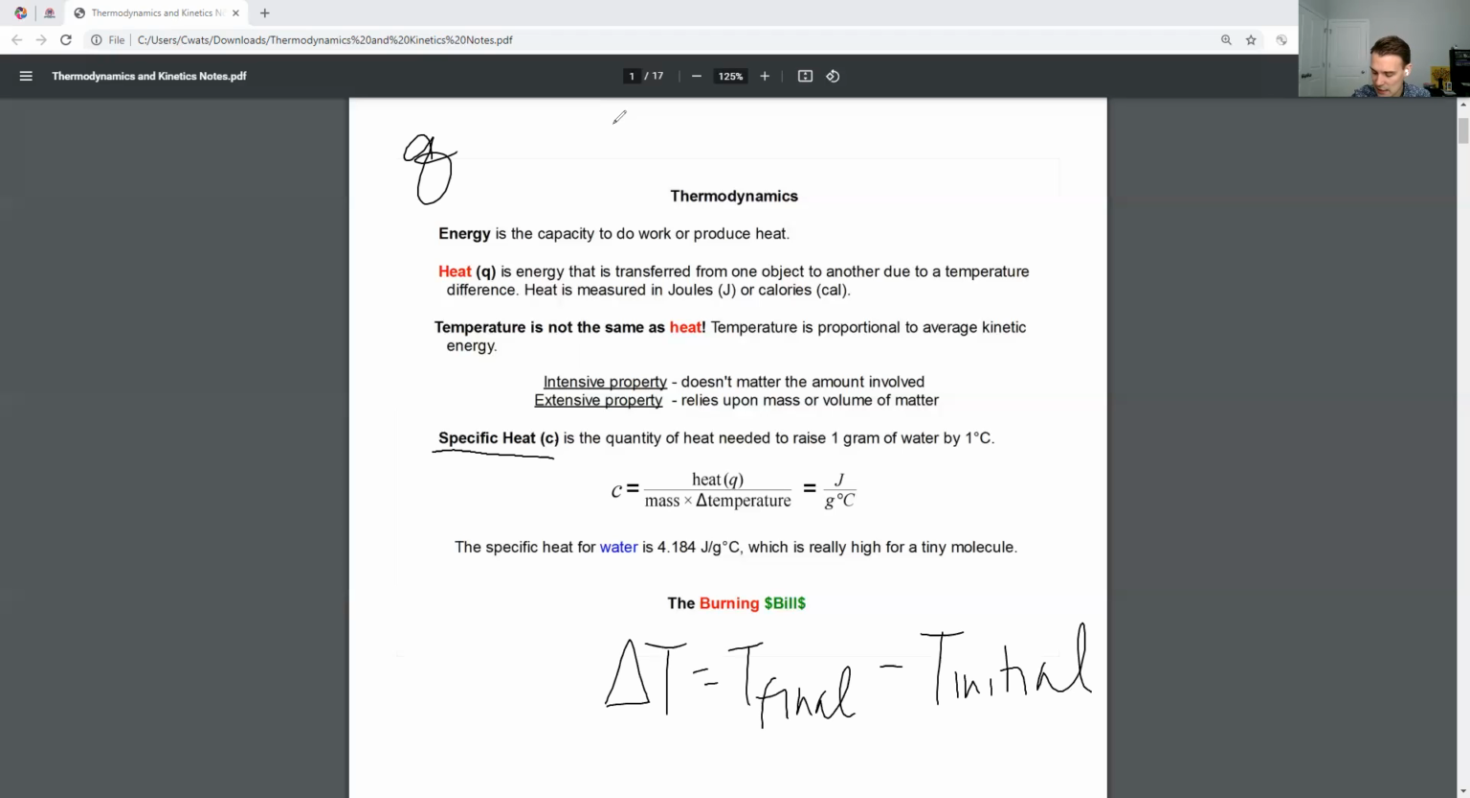Now, everything has a specific heat. Everything has its own unique specific heat depending on the way the molecule is and its different properties. Metals have low specific heats because we know it doesn't take much energy to heat them up. Whereas water, for such a tiny molecule, has a very high specific heat. It's 4.184 joules over grams degrees Celsius. This is going to come up a lot. It's not anything that you need to remember, but it will come up a lot, and it's a very important specific heat that we see.